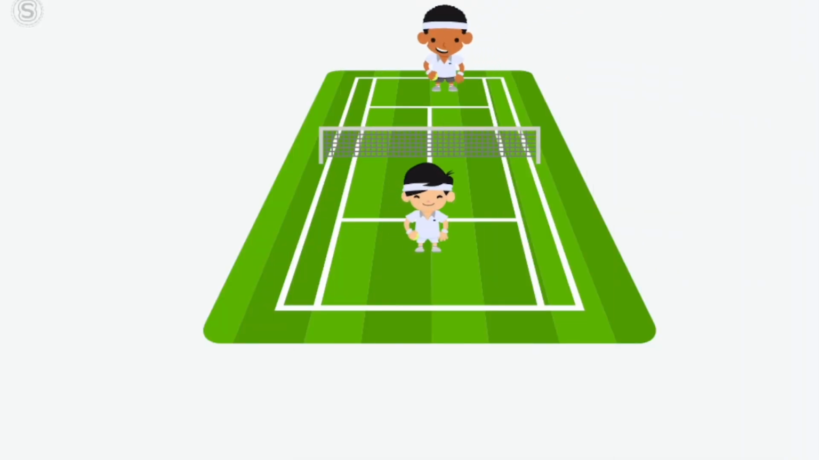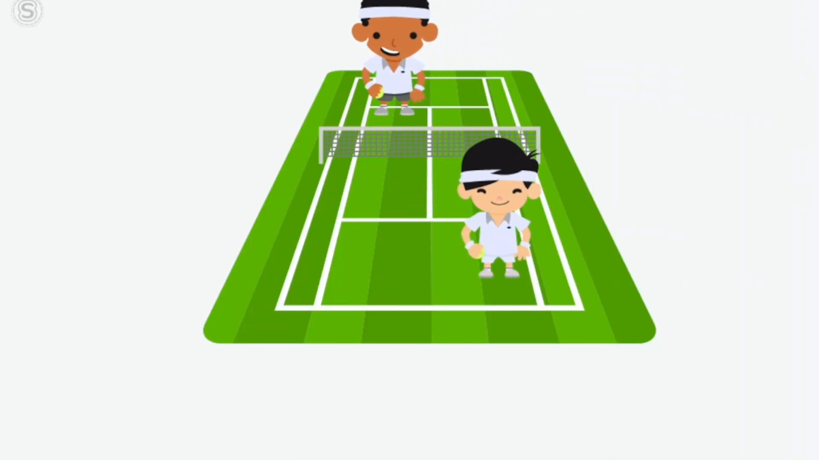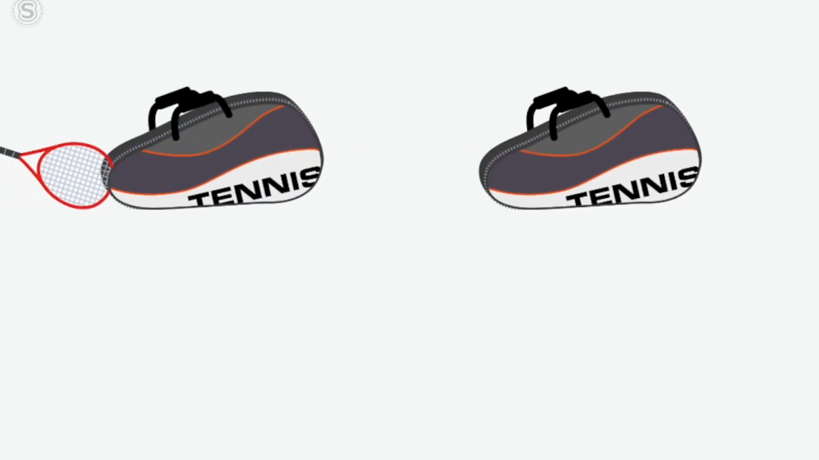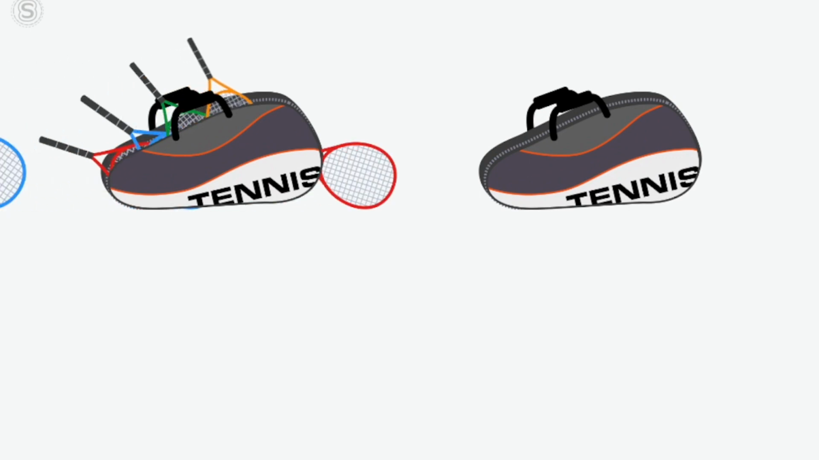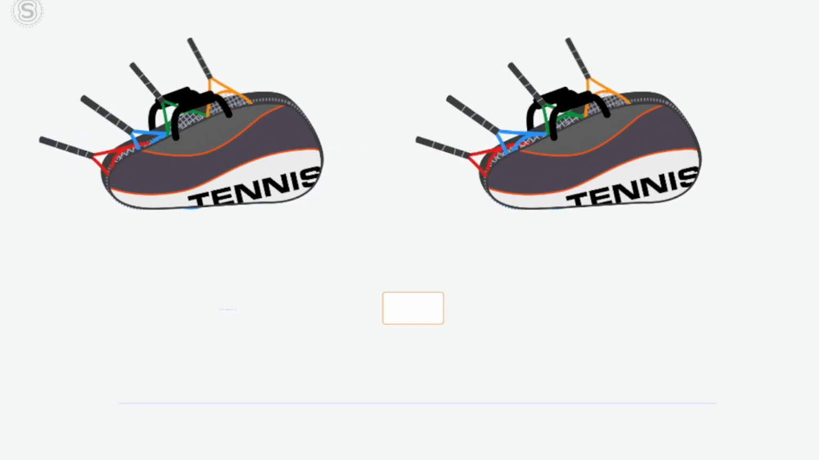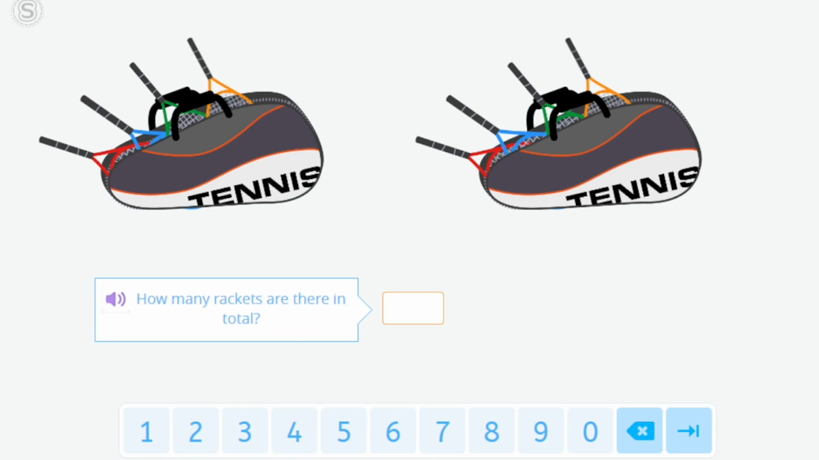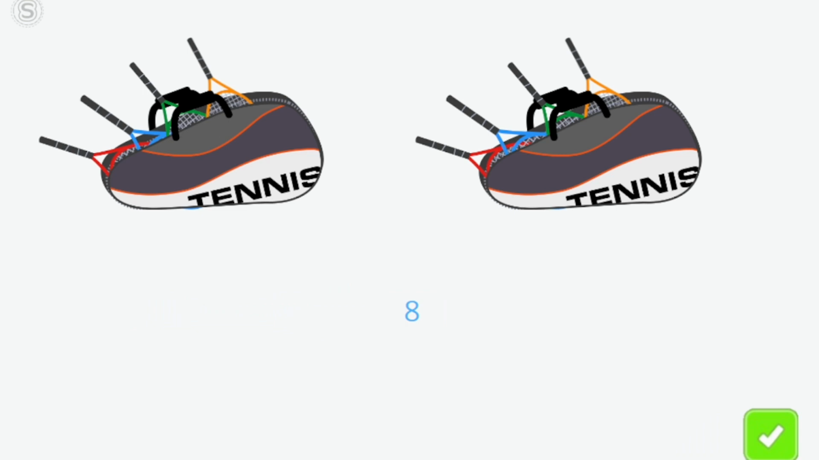Max and Otto are going to play a game of tennis. Let's look at what they brought with them. They each brought a bag of 4 rackets. How many rackets are there in total? Since there are 4 rackets in each bag, there are 8 rackets in total.